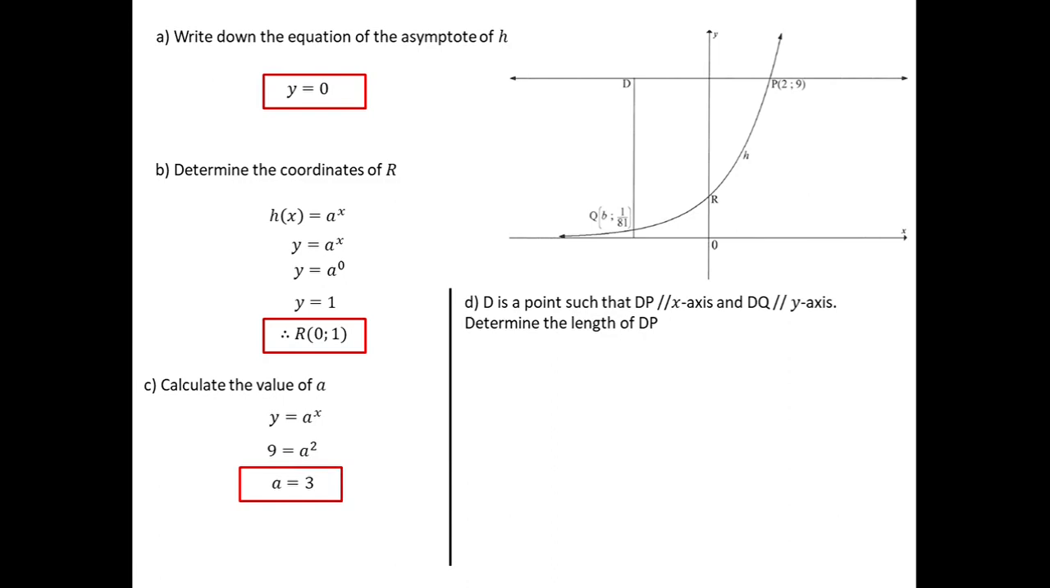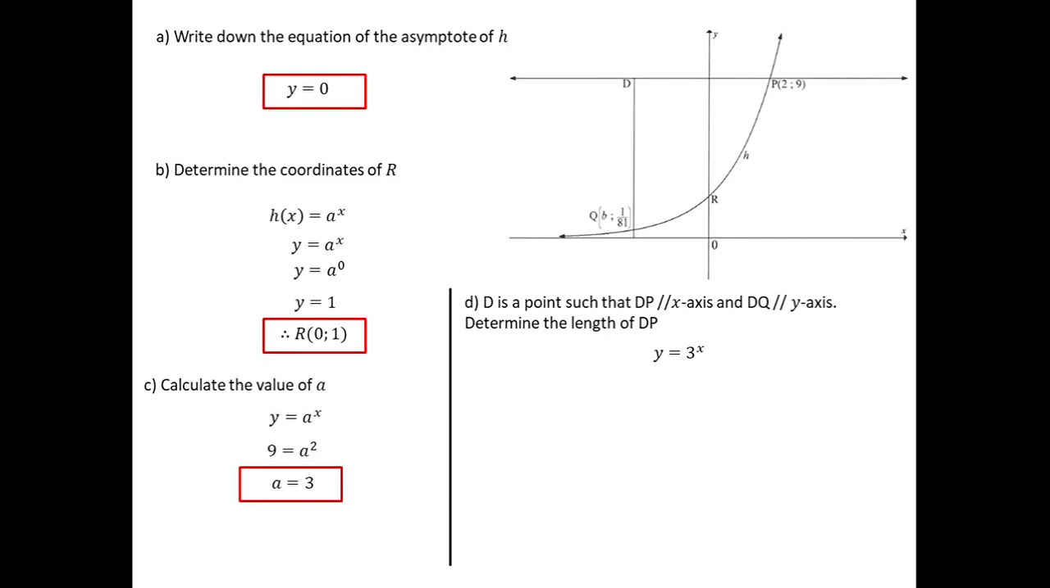Right, question D. D is a point such that DP is parallel to the x-axis and DQ is parallel to the y-axis. Determine the length of DP. So this whole question revolves around figuring out what the x-coordinate of D is. Now we've been told that DQ is parallel to the y-axis, which means the x-coordinate at D will be the same as the x-coordinate at Q. But alas, we are not told what the x-coordinate at Q is. We're going to have to work it out. But it's not too much hassle.